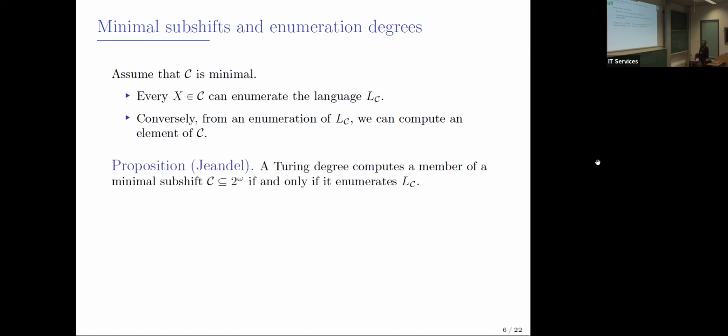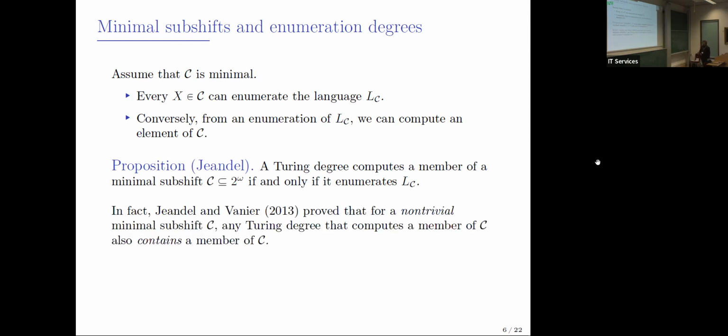Oh, sorry, what's equivalent? A Turing degree computes a member of a minimal subshift if and only if it enumerates L of C. And in fact, for non-trivial minimal subshifts, any Turing degree that computes a member of the subshift also contains a member of the subshift. And the trivial ones were the finite orbits.